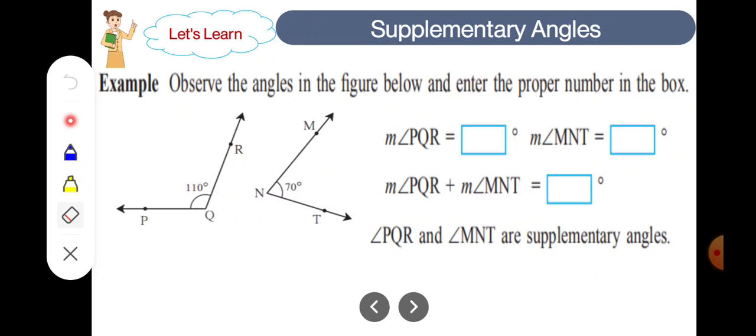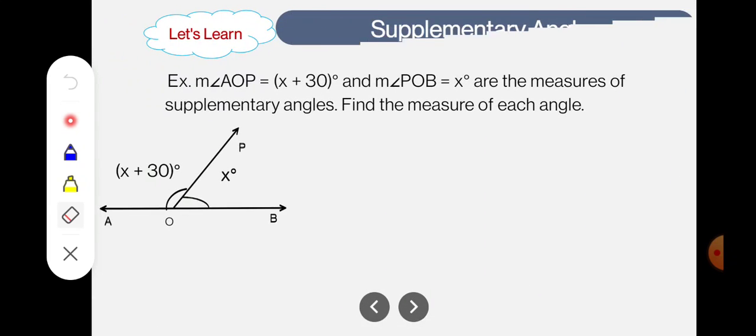Observe the angles in the figure below and enter the proper number in the box. Here, measure of angle PQR is 110 degrees. Measure of angle MNT is 70 degrees. If you sum them up, what is their sum? It's 180 degrees, and therefore angle PQR and angle MNT are supplementary angles, or they are supplementing each other.